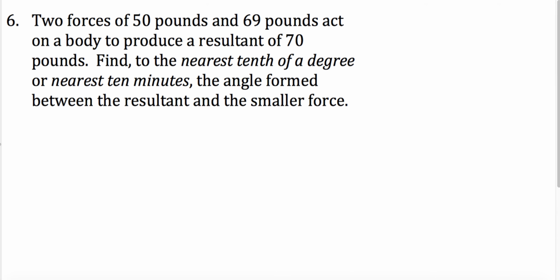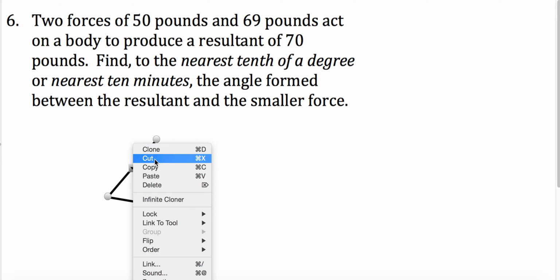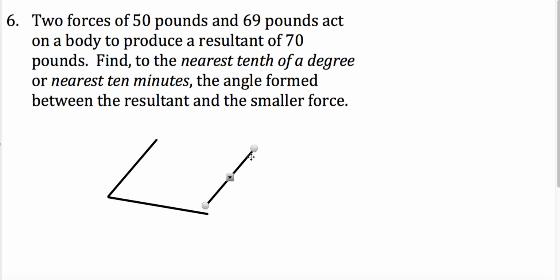Number 6, two forces, and then they give you the resultant as well. Find to the nearest tenth of a degree the angle formed between the resultant and the smaller force. So here we get, imagine that's the 50 and then this is 69. What I can do is I can clone this one. In your case, you have to just sketch that one more time.